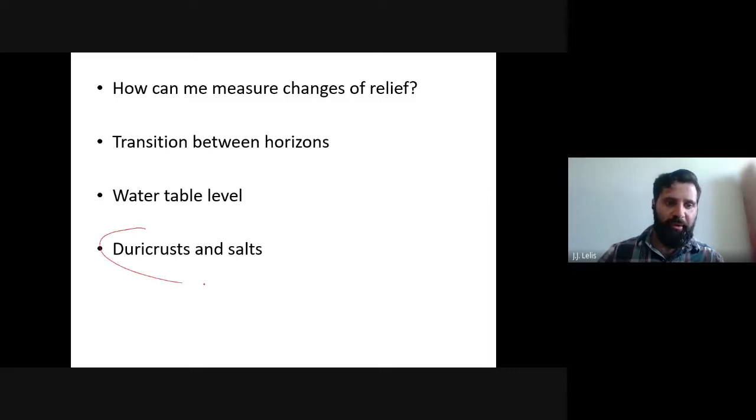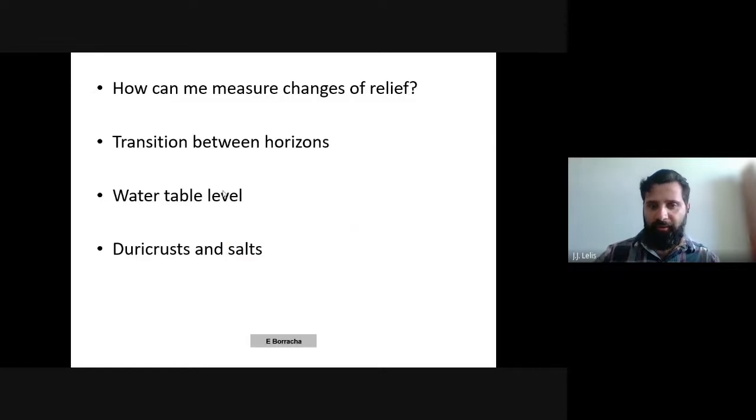Another soil property that could help us a lot to understand and to measure changes of relief is the presence of dry crusts and salts in a specific horizon or in the soil. Salts are formed especially in the surface horizon.